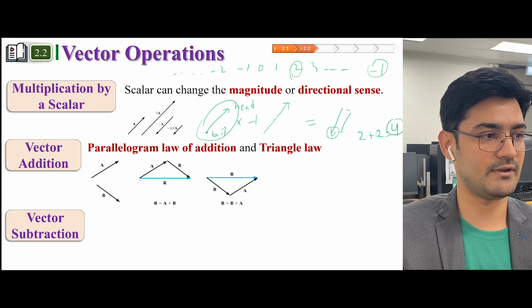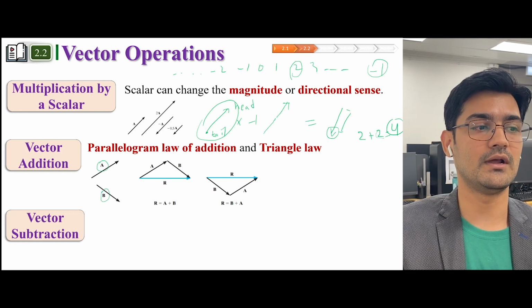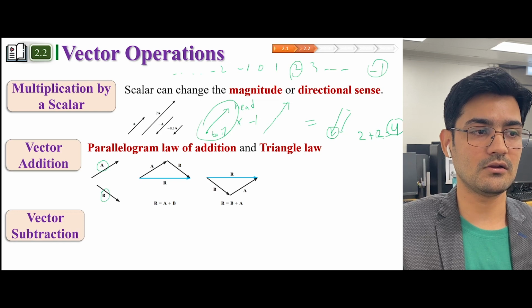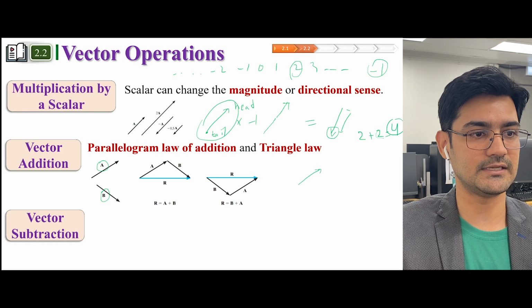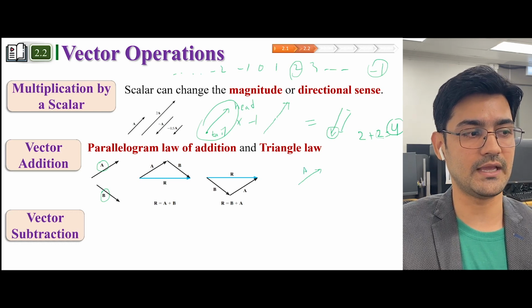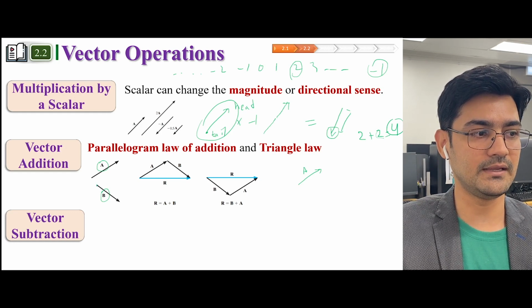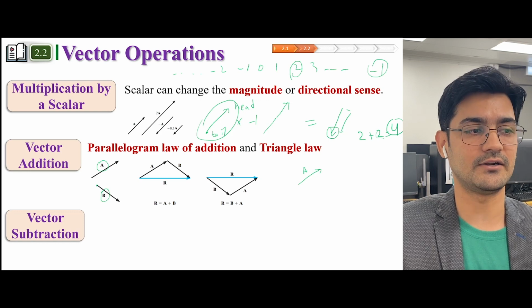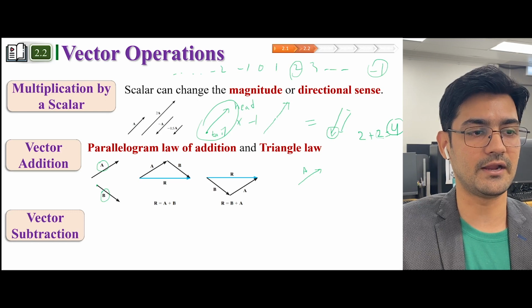Now for example, we have this vector A and we have another vector B, and we want to add these 2 vectors. Now the parallelogram law says that, let's just say this is a vector A. In order to add a vector B with A, we have to put the tail of vector B towards the head of vector A. So I will just move this vector B and put it on the head of vector A. It would be something like this. So this is a vector B.